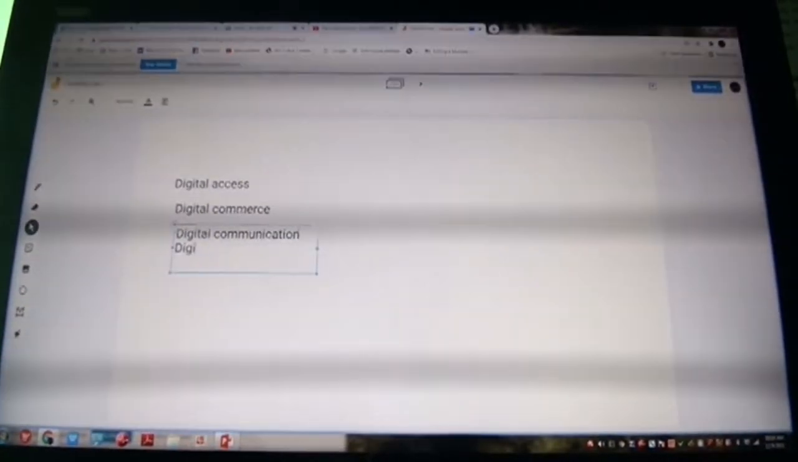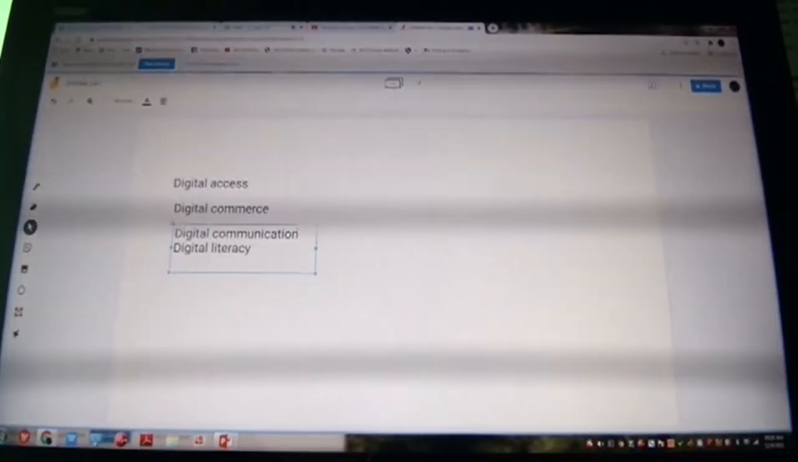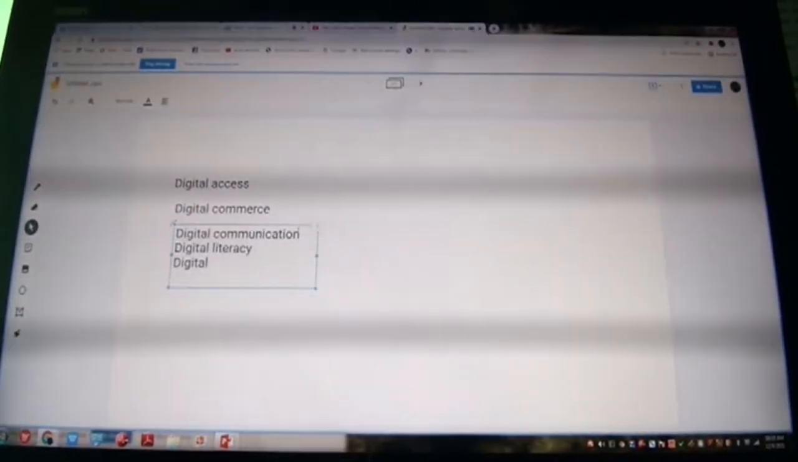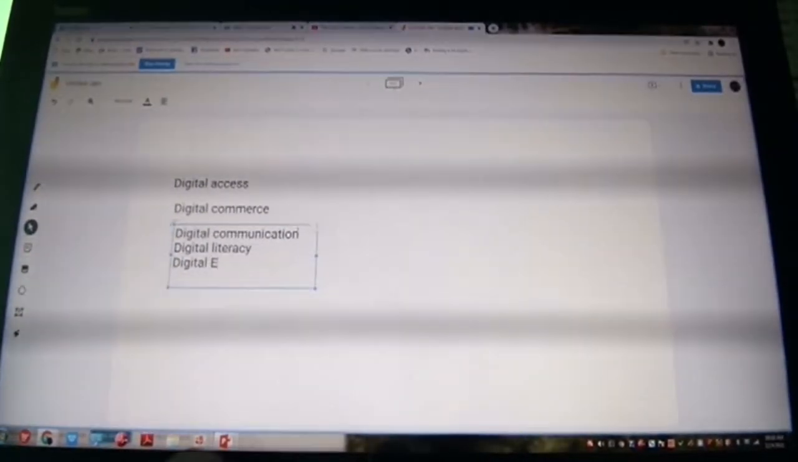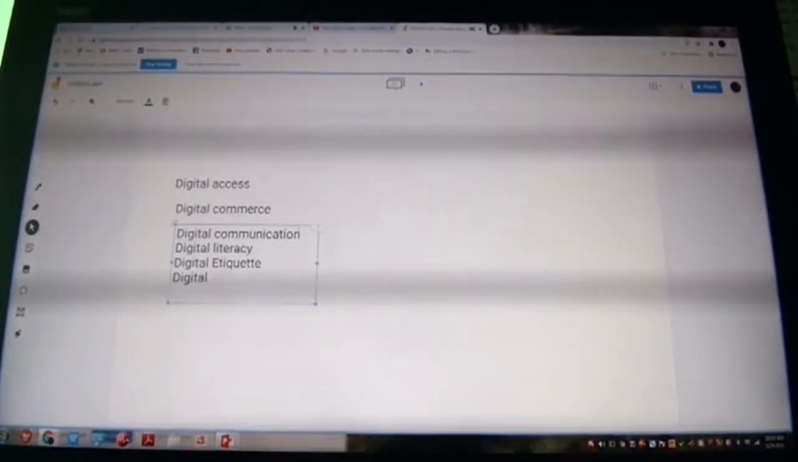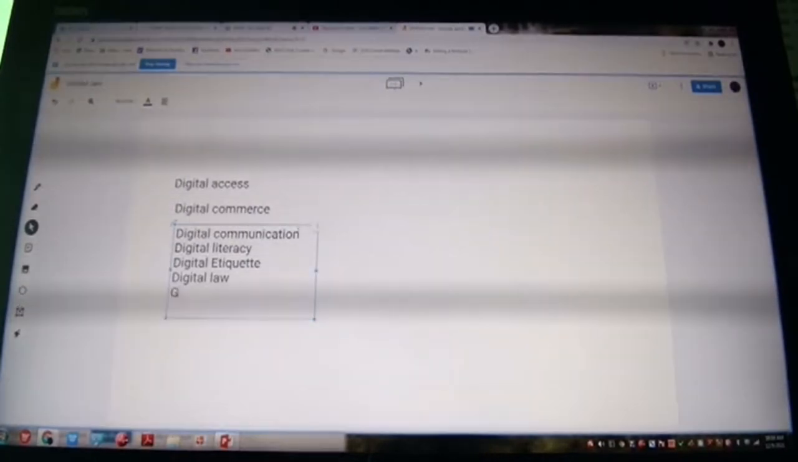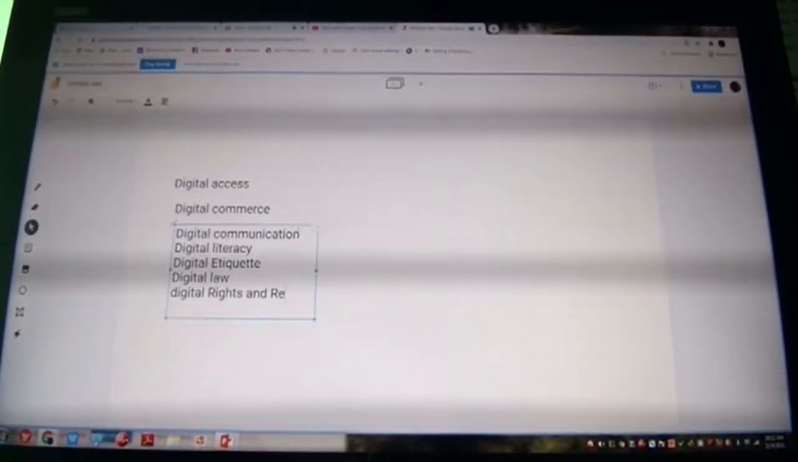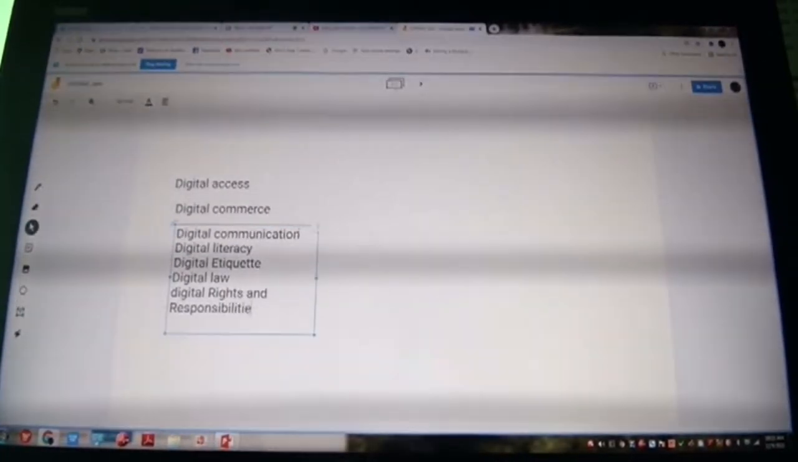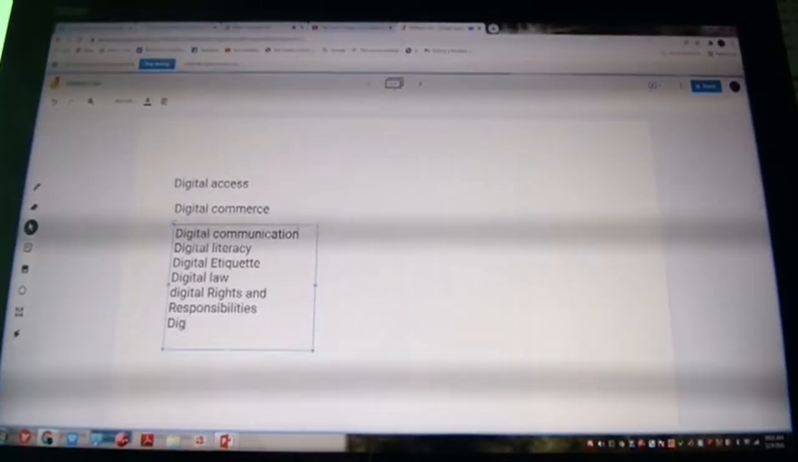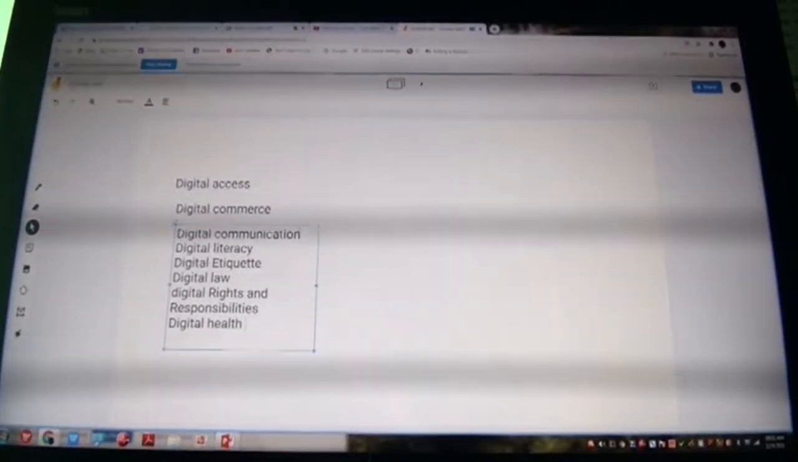Digital literacy. The next one is digital literacy. Next one, digital etiquette and responsibility. Okay. Etiquette. Then the next one is digital law. Yeah, digital law. That's the next one. The next is digital rights and responsibilities. And the next one, digital health and wellness, very important also. Digital health and wellness. And the last one?